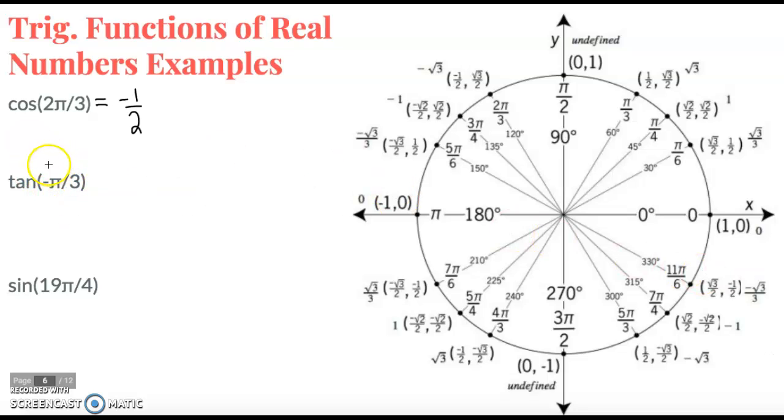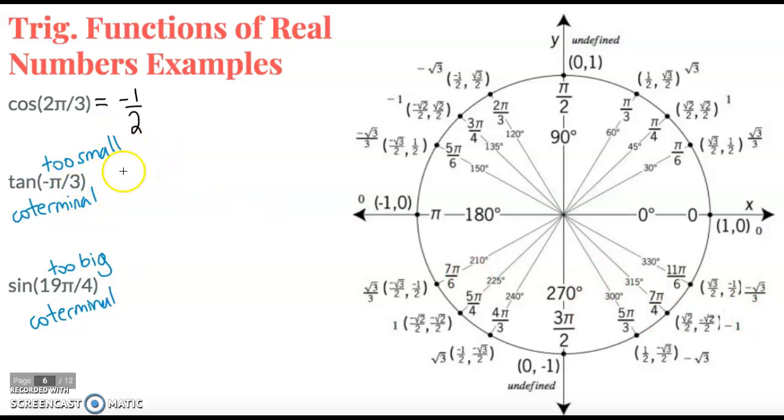Now, tangent of -pi over 3 is a little tricky just because we don't have a -pi over 3 on our unit circle. This is actually too small, so we have to find a coterminal angle first, but that's not anything new. We've already learned about coterminal angles. Same thing with the sine problem. 19 pi over 4 is too big, so we'll have to find a coterminal angle first.